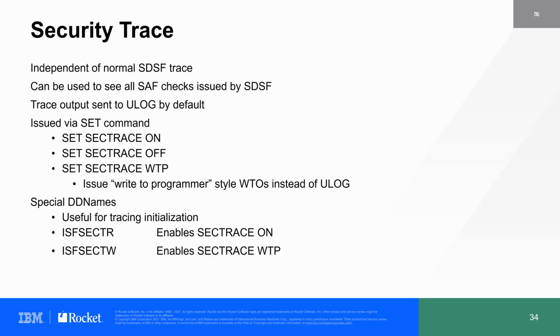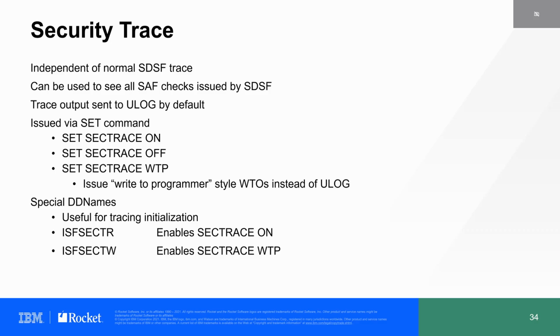So you can issue a set command, set trace on, and set trace off, so on and off. Or you can use set trace WTP, which is going to make the security trace messages come out as write to programmer style WTOs instead of going to ulog. Most people tend to send it to ulog.